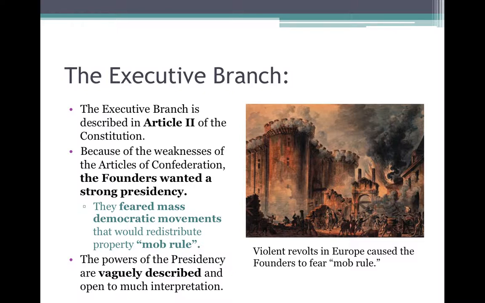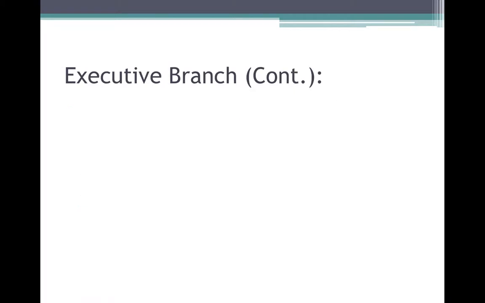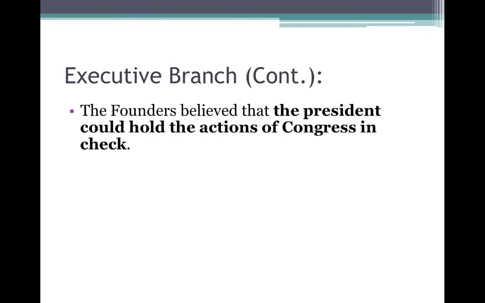And the powers of the presidency are vaguely described and open to much interpretation, and this allows the president to act on behalf of the nation when necessary. The founders believed that the president could hold the actions of Congress in check.